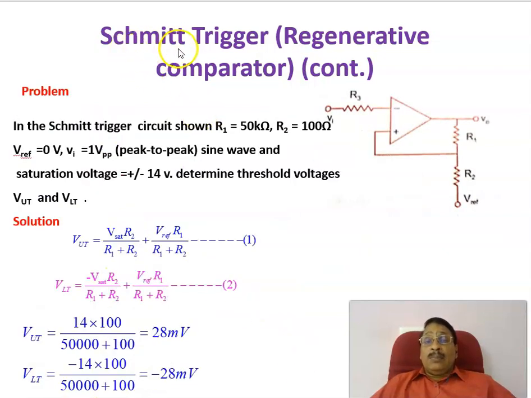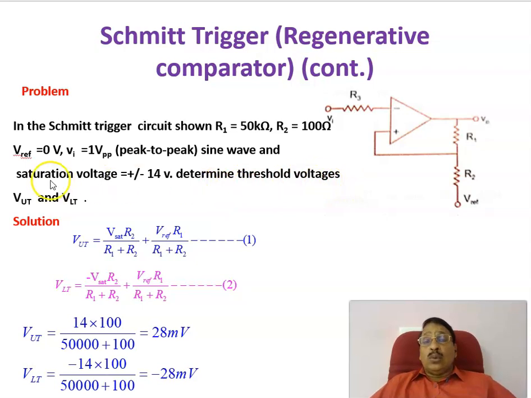Now let us see a problem on the Schmitt trigger. The Schmitt trigger circuit is given, with R1 equal to 50 kilo ohm and R2 equal to 100 ohms. The reference voltage is given as 0, that is, grounded. The input voltage applied is 1 volt peak to peak, which means a peak value of 0.5, so 0.5 sin omega t, a sine wave. The saturation voltages are plus Vsat equal to plus 14 and minus Vsat equal to minus 14.